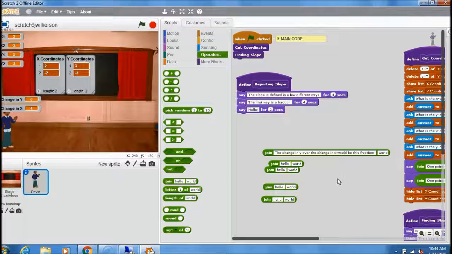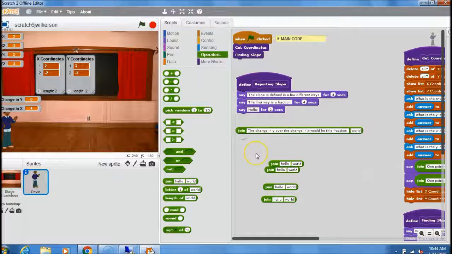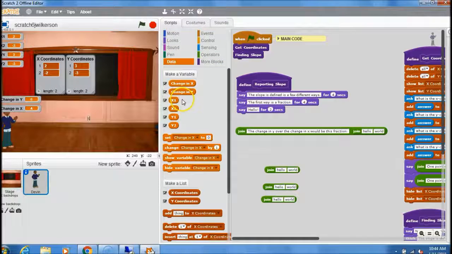colon space. Right, now, how do I want it to report that fraction? I want it to say first it's going to be change in y. And then I want to put the fraction bar, which in our computers is just a slash. So I put space slash space.